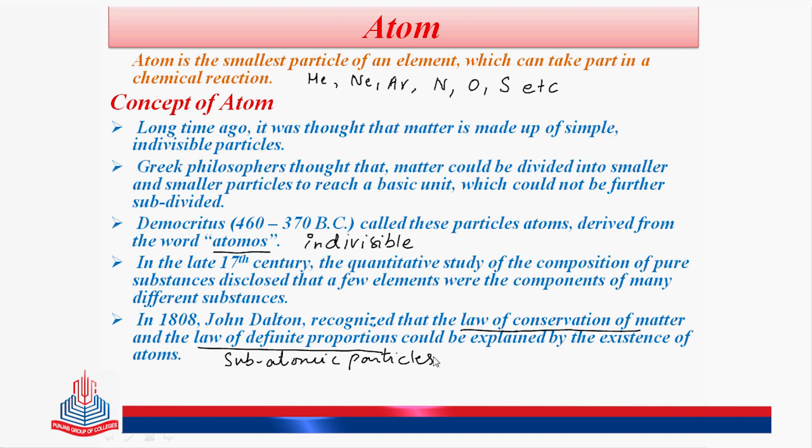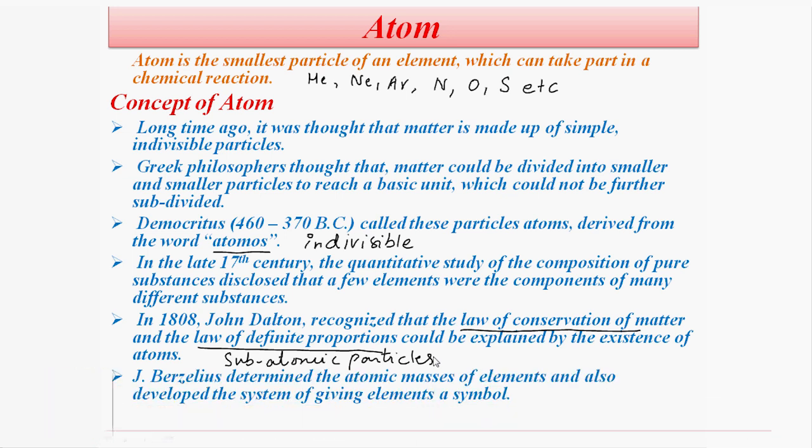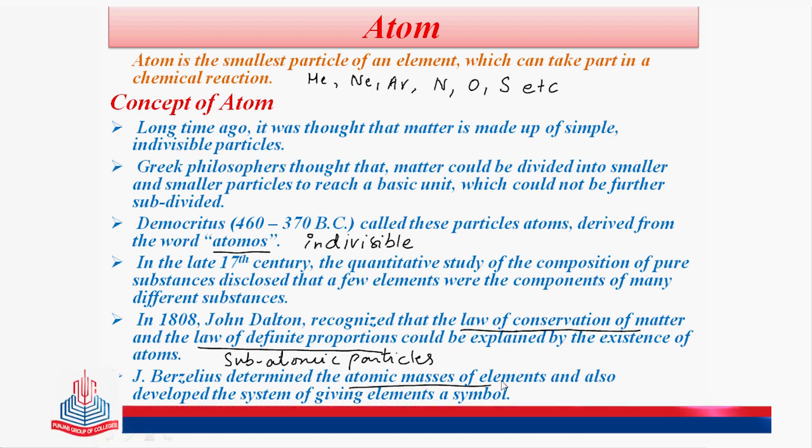As we know, the fundamental particles of an atom are electron, proton, and neutron. Along with that, there are 100 other fundamental particles thought to exist in an atom, like hyperon, neutrino, antineutrino, mesons, positrons, etc. And then J. Berzelius determined the atomic masses of the elements. A number of values determined by J. Berzelius were close to the modern values. Along with that, an important work done by J. Berzelius was that he developed the system of giving elements a symbol. This was all about the history of the concept of atom.